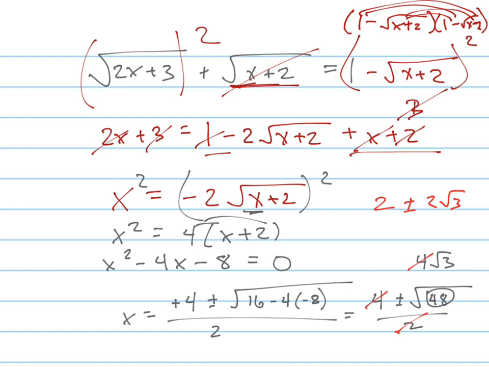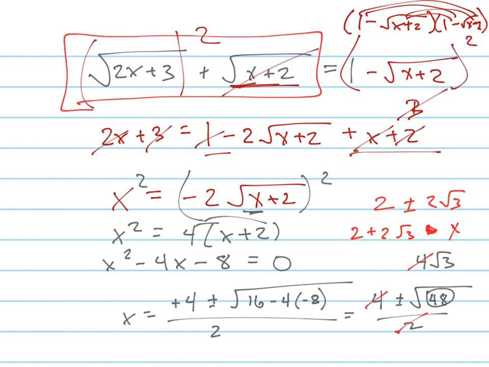Now check them, store, because probably one of them is going to be extraneous. You use it by pressing store. Type in 2 plus 2 root 3, hit the store button on your graphing calculator, and then type x, and then retype this whole thing in exactly like that. And if it equals 1, it worked. If it doesn't, it's extraneous.